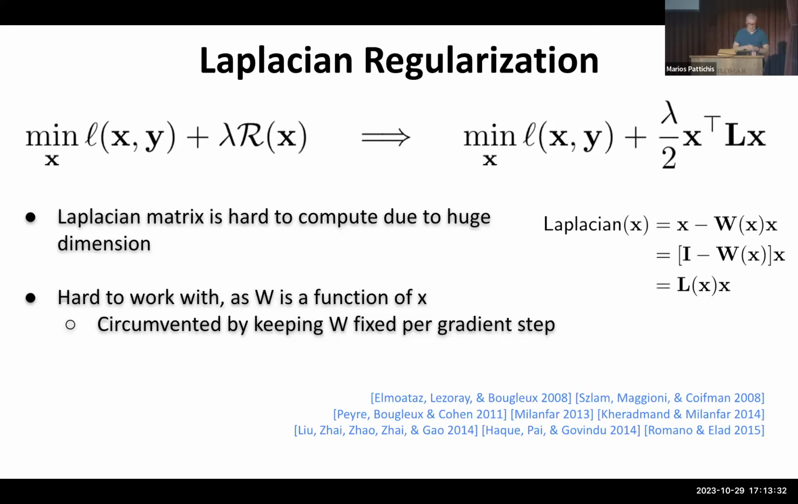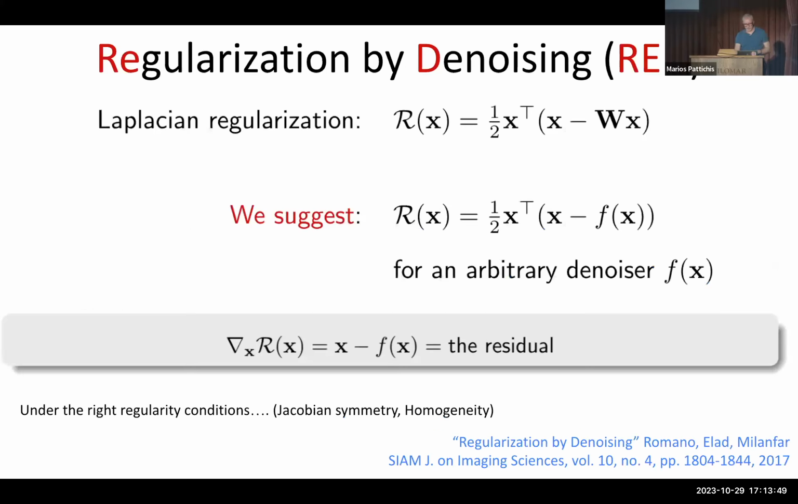And the second thing is that working with X is cumbersome because it depends on X, but you can circumvent that by, like I said, you can fix X, compute W, and then update in the next iteration. But what we did is we just took this one step further, very cavalierly, and we said, well, why stick with WX? The Laplacian regularization loss is like X transpose X minus W times X. Why not just replace that with a denoiser? So it's now X transpose X minus F of X for an arbitrary denoiser.